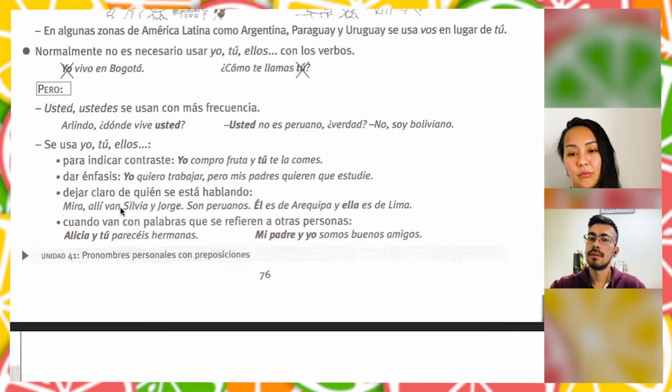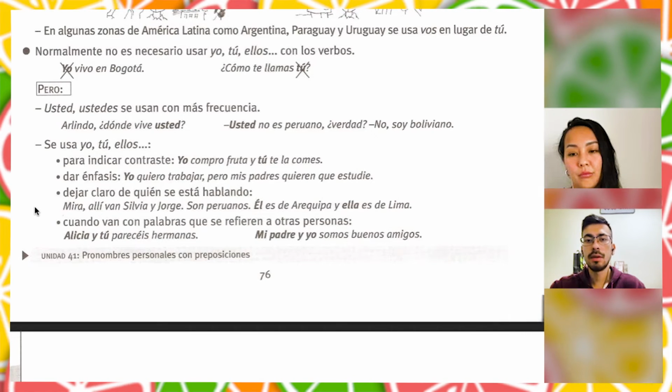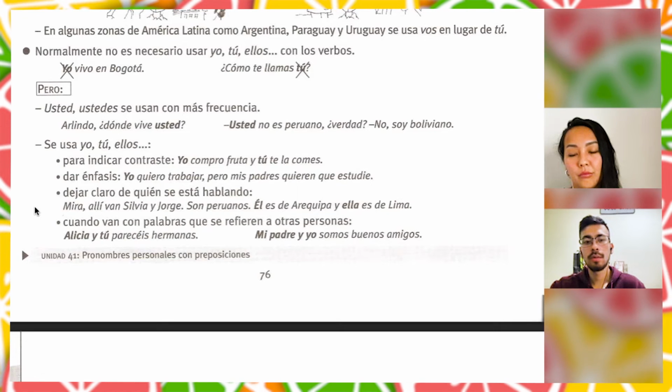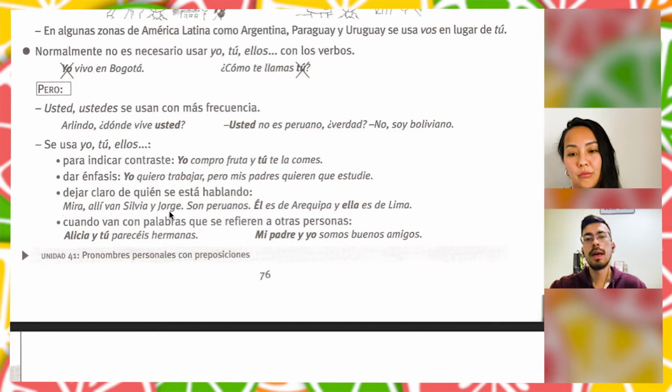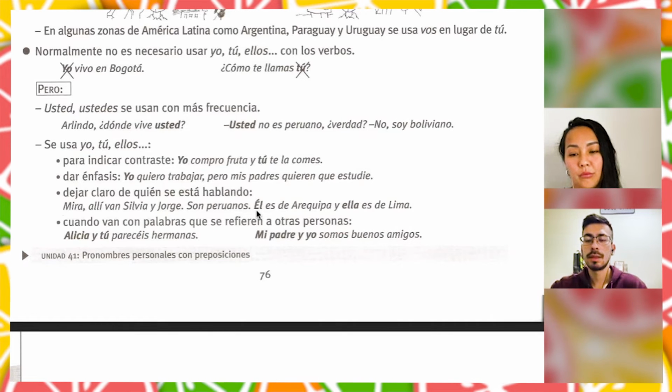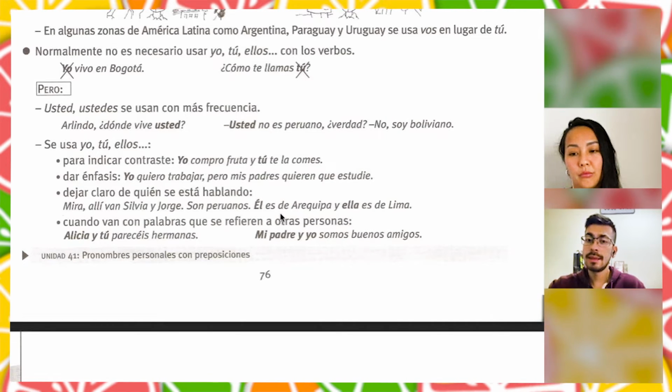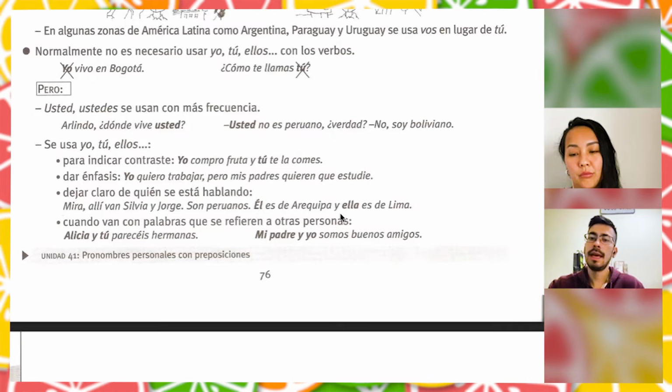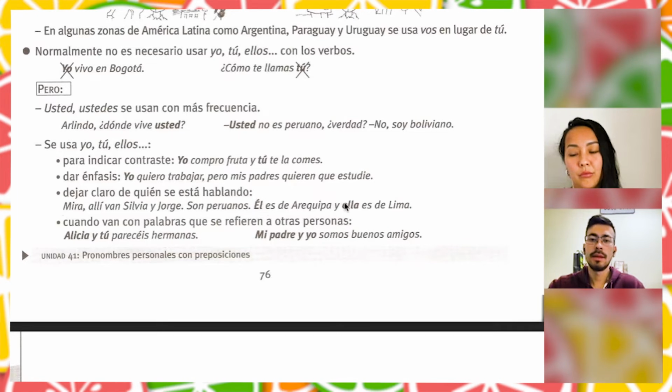Mira, allí van Silva y Jorge. Look, there are Silva and Jorge. Son peruanos. They are Peruvians. Right? Él es de Arequipa y ella es de Lima.